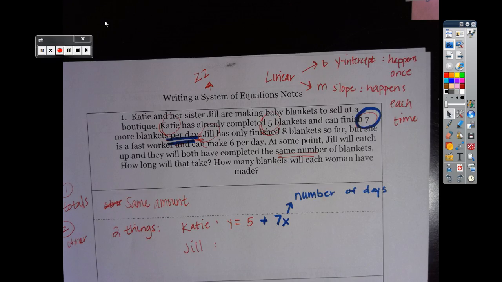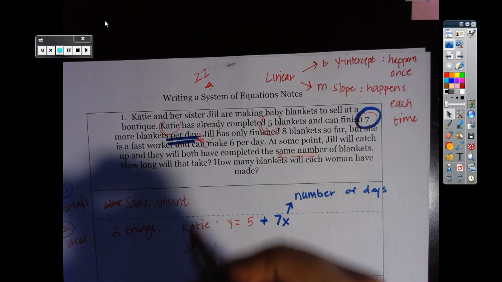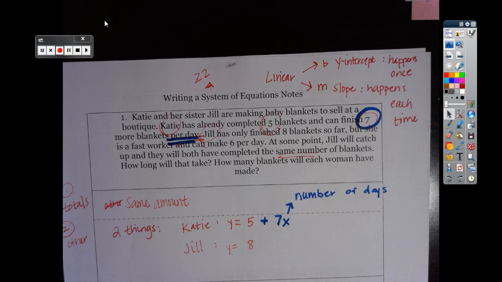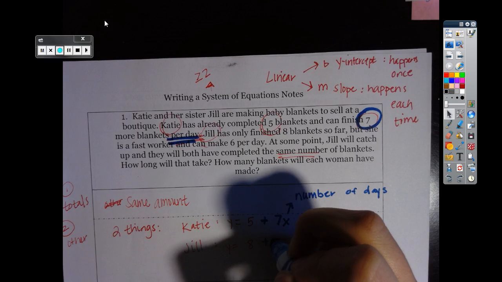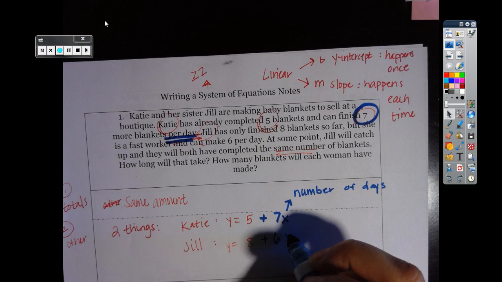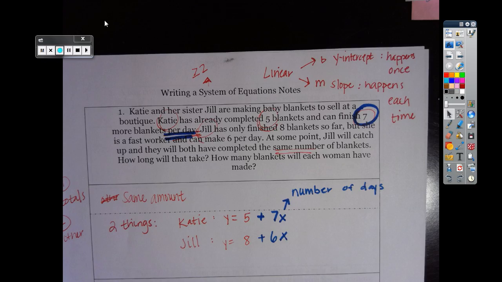Alright, so for Jill, she has completed 8 blankets. So we write y equals 8. And she's making 6 per day, so we're adding to that the 6 blankets that she's making each day: 6x. Okay, those are my 2 equations.